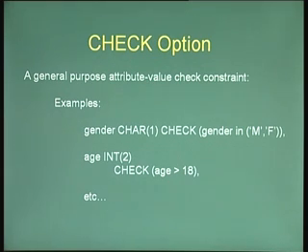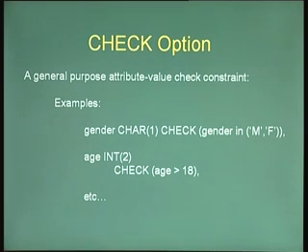A more general form of attribute constraints in SQL is what is called the check option. We can specify any general kind of attribute constraint using the check option on a relation. There are two examples shown in this slide. The first example defines an attribute called gender comprising a single character, char(1), and then imposes an integrity check on its value. It says check gender in M or F, that is, those are the only two valid characters that can be assigned for gender. It is not just any single character, but a single character in this set of two characters, M and F.